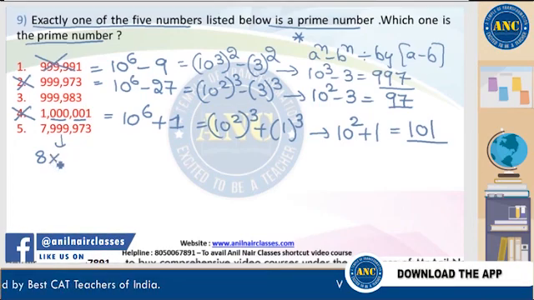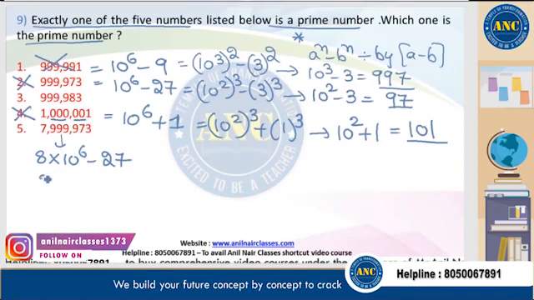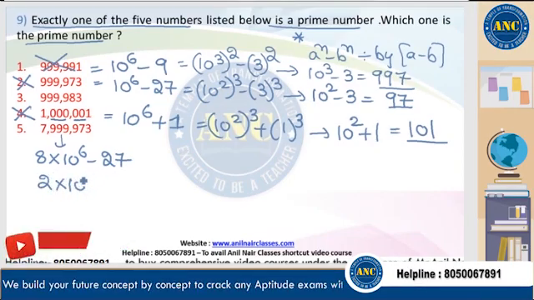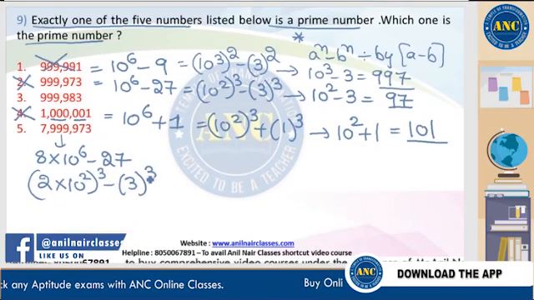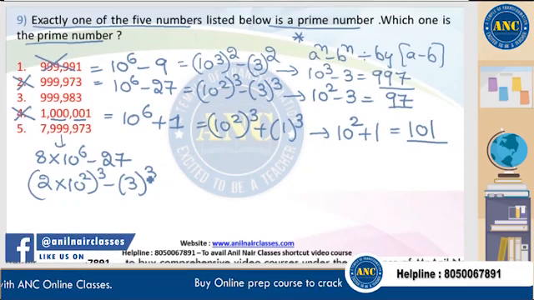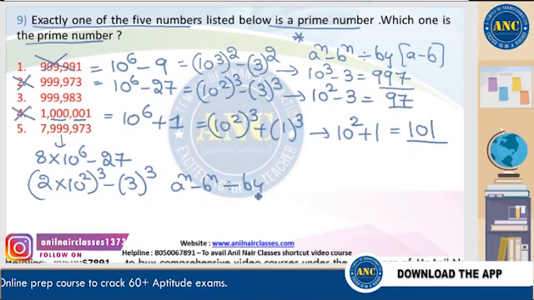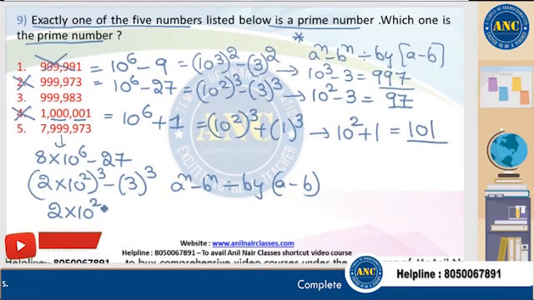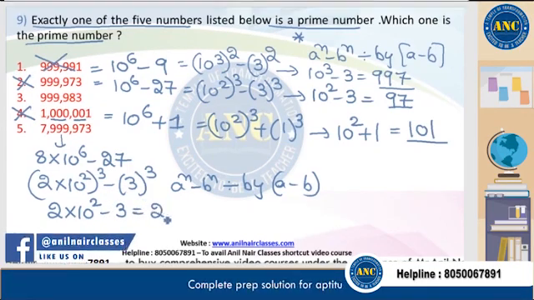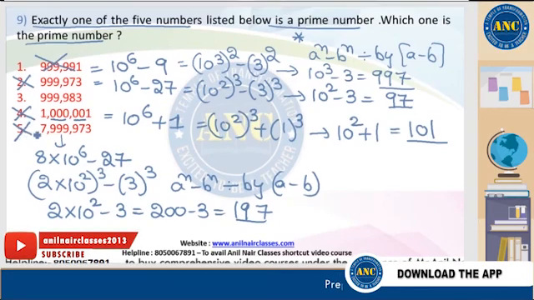The fifth is nothing but 8 into 10 power 6 minus 27. So this is 2 into (10 square) whole cube minus 3 whole cube. a power n minus b power n is always divisible by a minus b, so it is divisible by 2 into 10 square minus 3. 200 minus 3 is 197. The number is divisible by 197. Fifth one not possible.